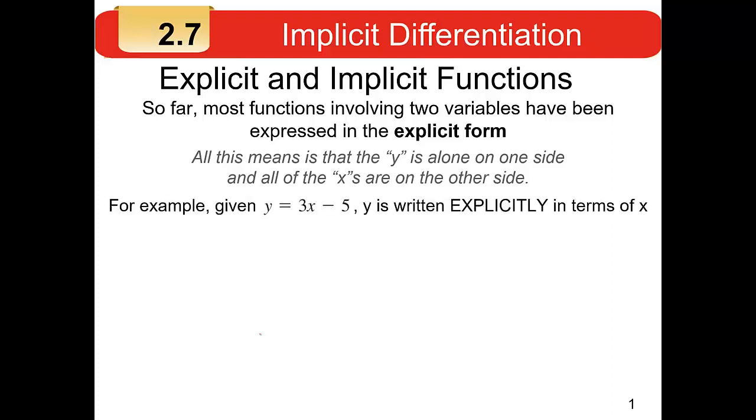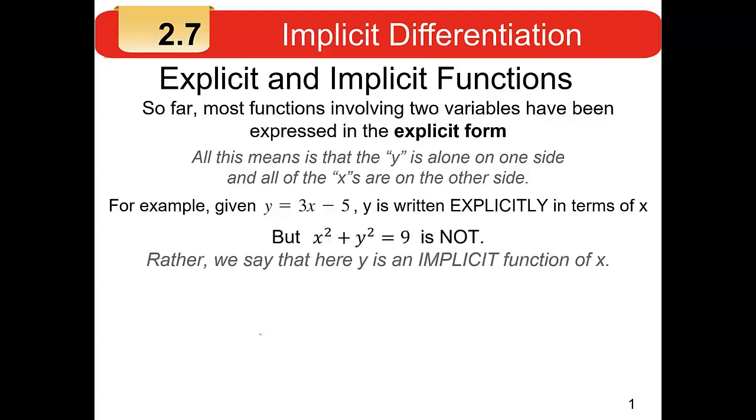For example, if I give you the equation y equals 3x minus 5, the y is written explicitly in terms of x because the y is on one side of the equation by itself. That's all we mean by explicit. But if I take something like x squared plus y squared equals 9, that is not written as an explicit function. Y is not written explicitly as a function of x. We say that y is an implicit function of x. Whenever y is not on one side by itself, it's mixed in. The x's and y's are mixed in on the same side of the equation.